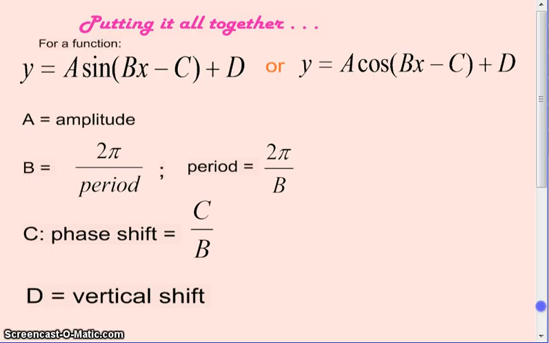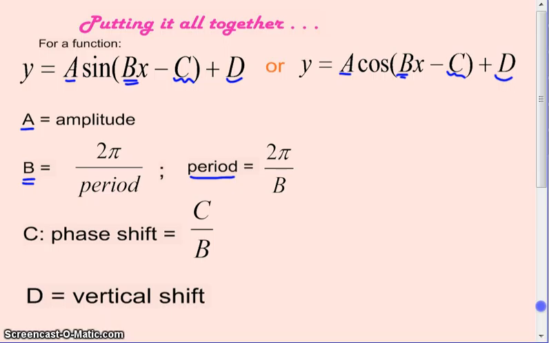So if I'm going to put this all together on one page, and this is exactly what I have for you on the back page of your notes. If you have all of these things together, A's, B's, C's, and D's in an equation, here's what happens. We know that A is the amplitude, that's the high-low. We've got that figured out. You guys are really good at that. Here's the B. The B is 2 pi over the period. So if you're given an equation and you're asked to find the period, you're going to do 2 pi over B.